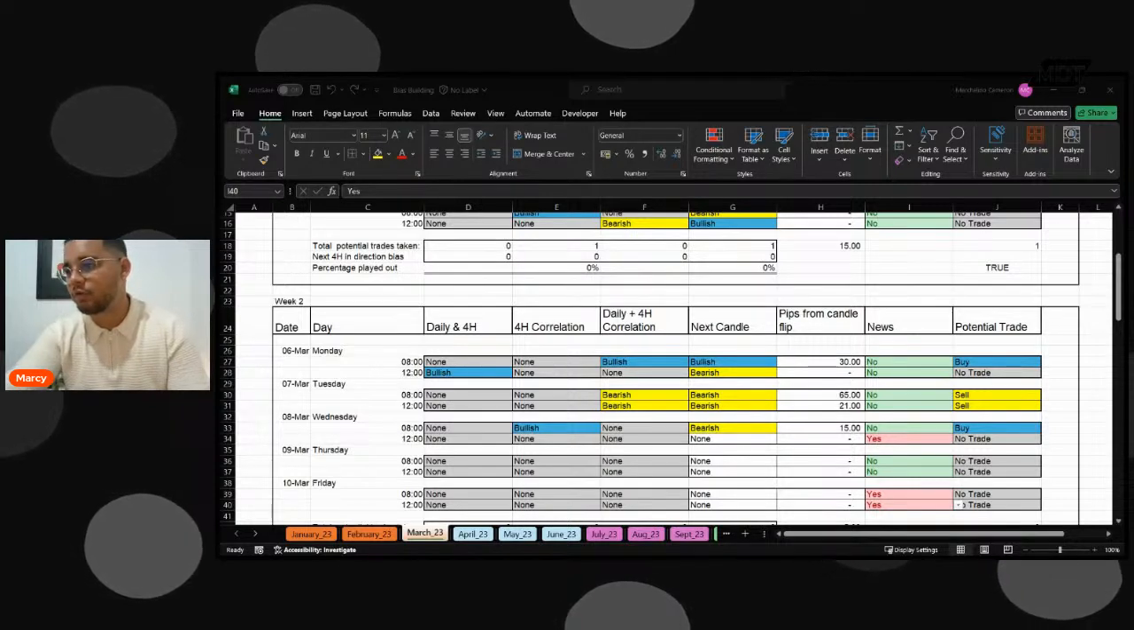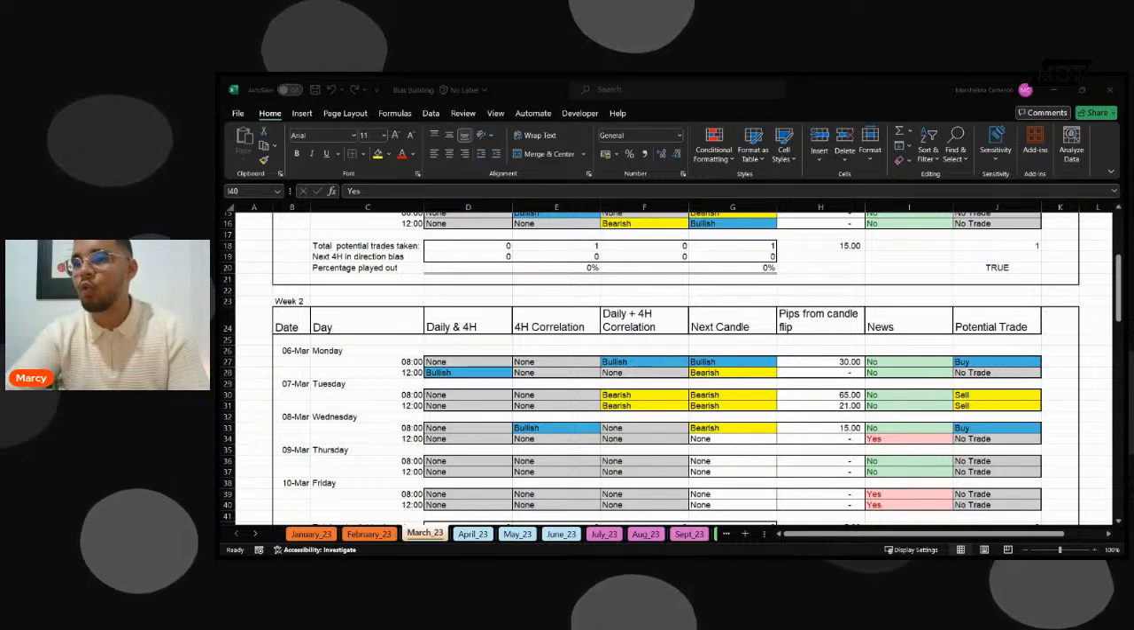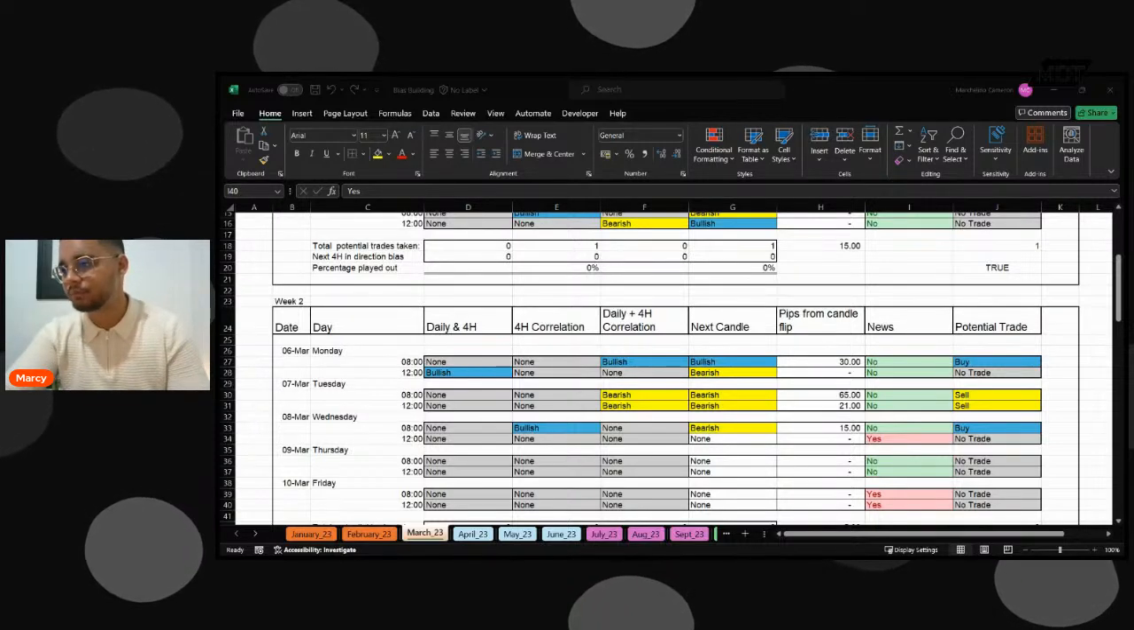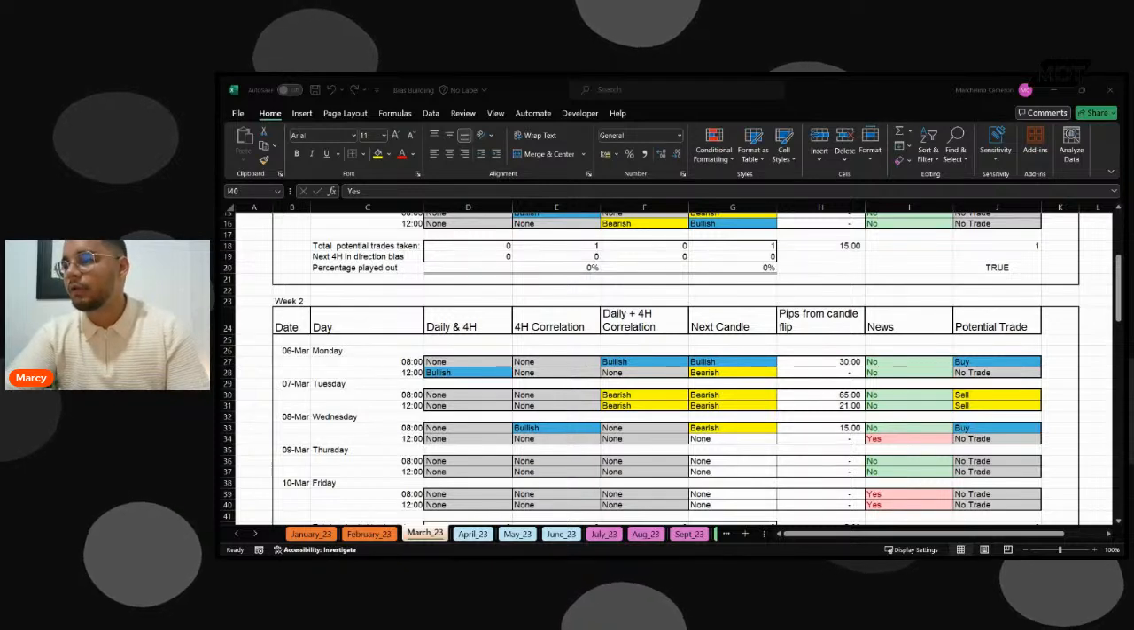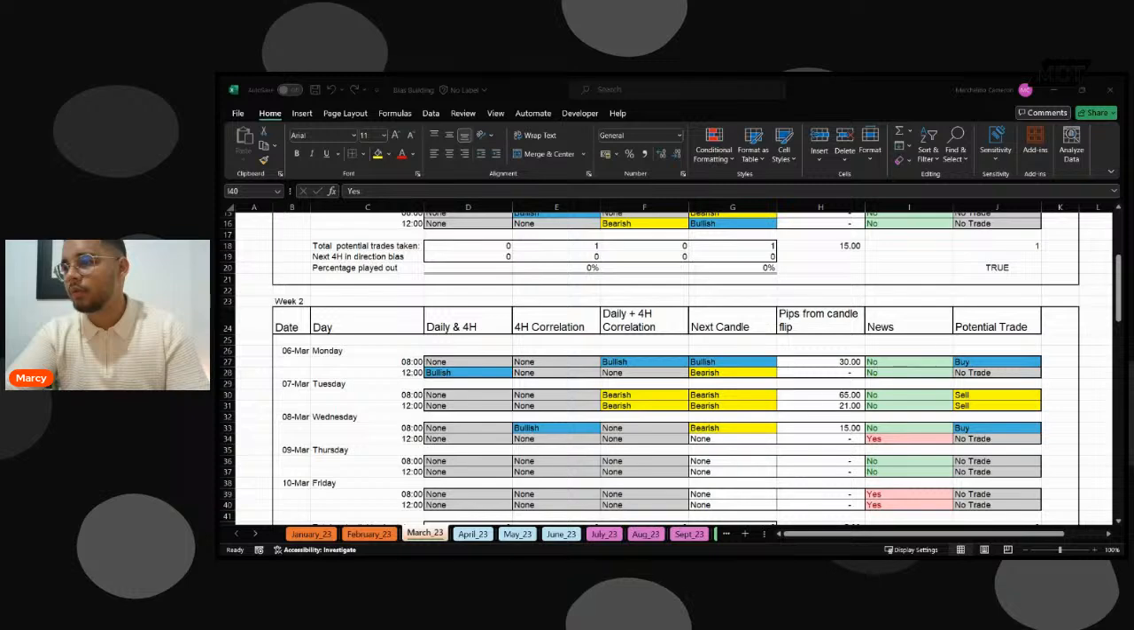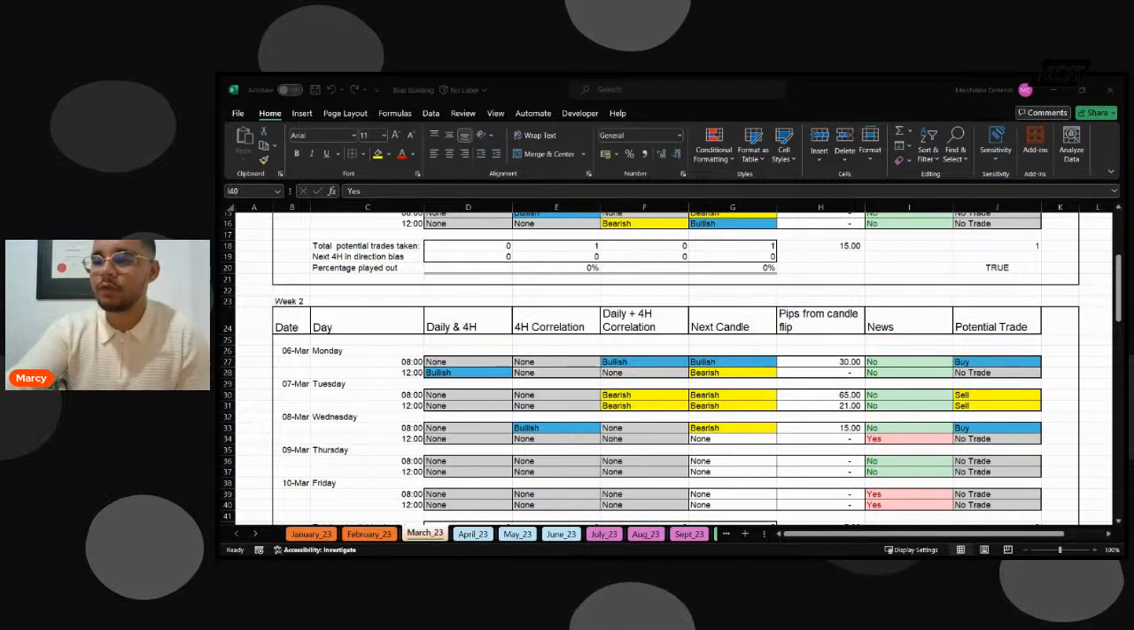What do we have on GU? We have a bullish candle. Okay, so we need all yen pairs to be bearish basically. Bearish candle, that's 2. Bearish candle, that's 3. Perfect. Bearish. Bullish. Okay. There's no trading session there.